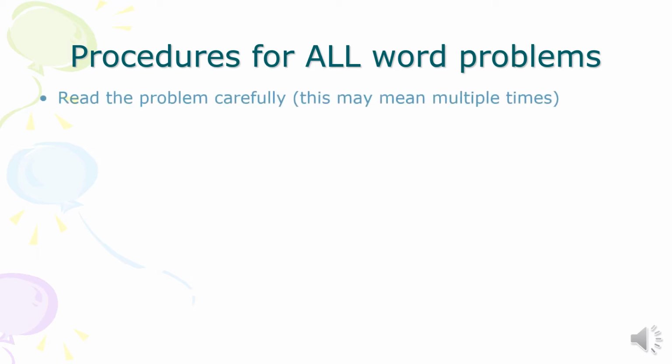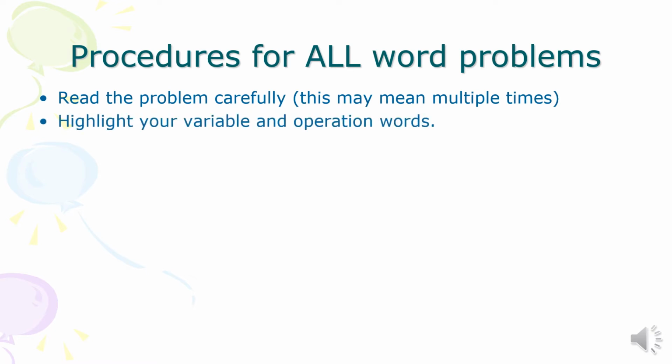The first step is to read the problem carefully, and typically this means you're going to have to read it multiple times. Me personally, I read all word problems 3 times. I get a general overview on the first one. On the second time, I'm looking for specifics. And then the third time through, I'm looking at it to make sure that I didn't miss any information.